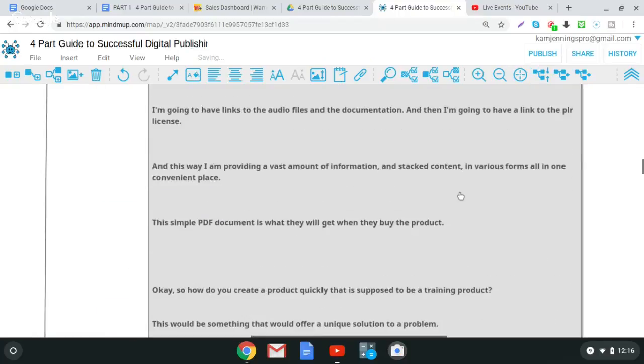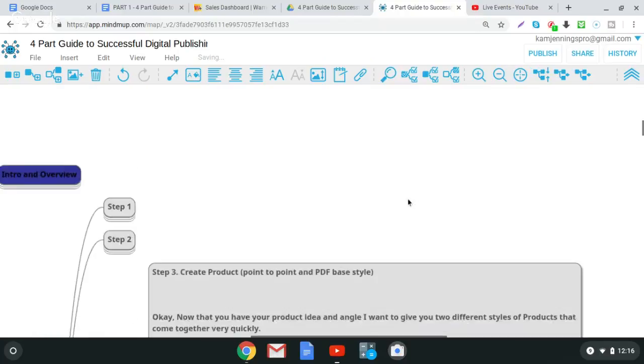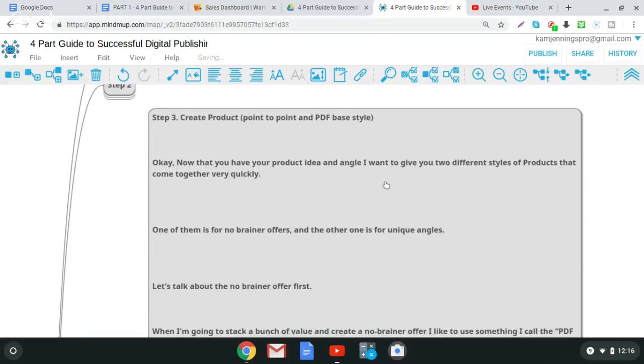Step 3. Create product, point-to-point and PDF-based style. Okay, now that you have your product idea and angle, I want to give you 2 different styles of products that come together very quickly. One of them is for no-brainer offers, and the other one is for unique angles.